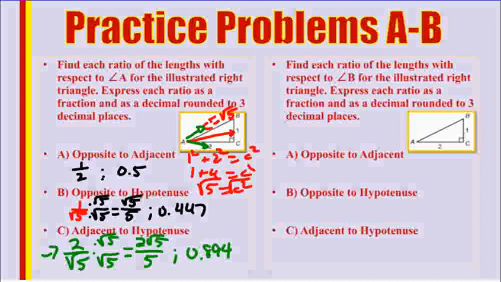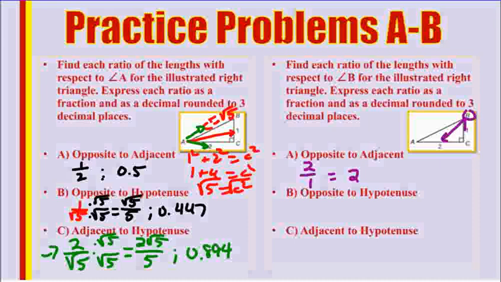Next one, find the ratio of the lengths with respect to angle B. So we're looking at everything based on B. And then write it as a fraction and as a decimal. So opposite to adjacent: opposite, 2, adjacent, which touches it, which is 1. So 2 over 1, and then you'd have 2 as your decimal.